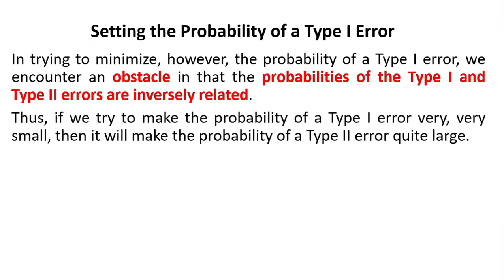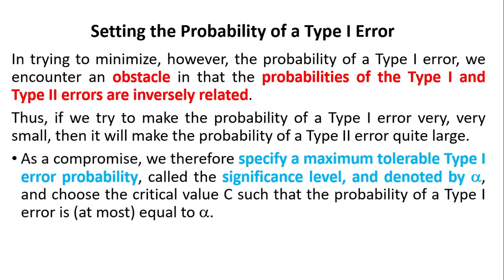However, in trying to minimize the probability of type 1 error, we encounter an obstacle, because the probabilities of type 1 and type 2 error are inversely related. So if you try to minimize one, you are increasing the other. So we fix one with a certain value, then minimize the other. If we try to make the probability of type 1 error very, very small, then it might make the probability of type 2 error quite large.